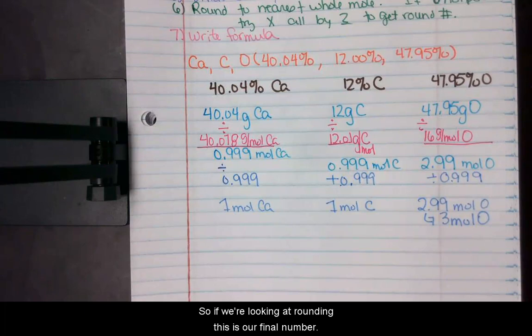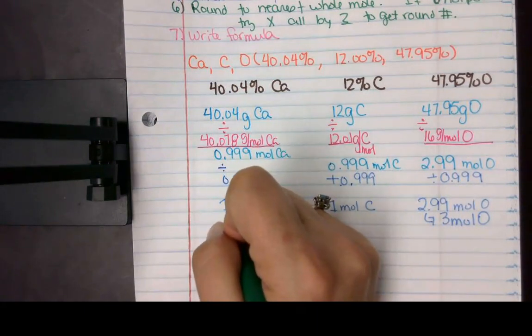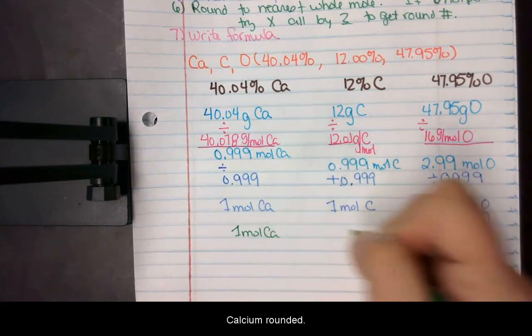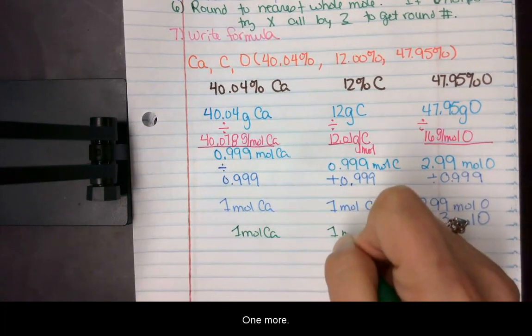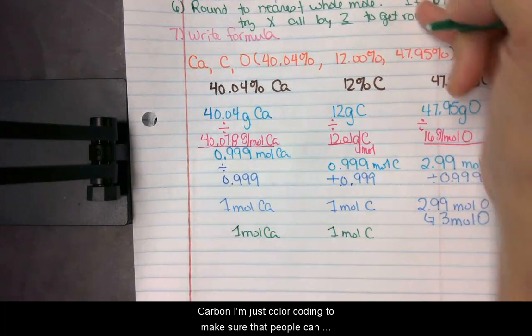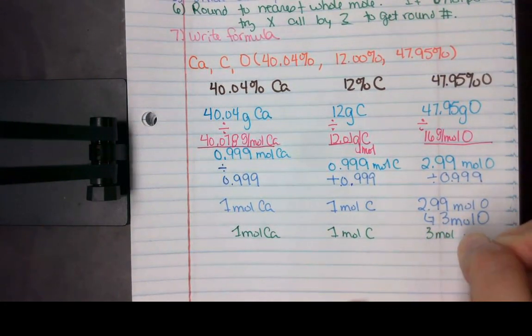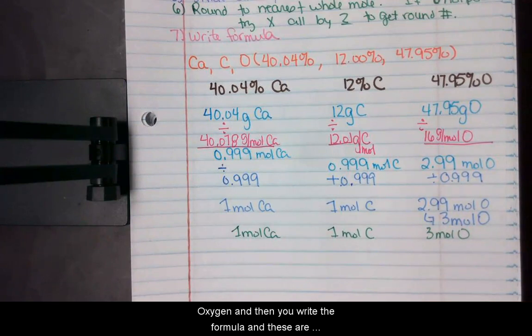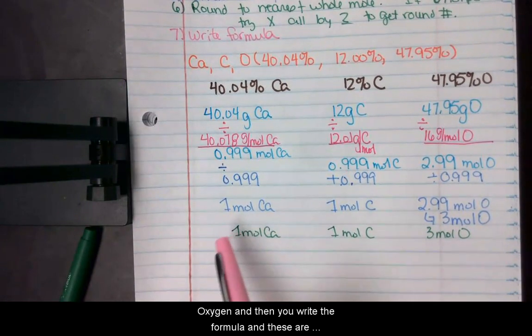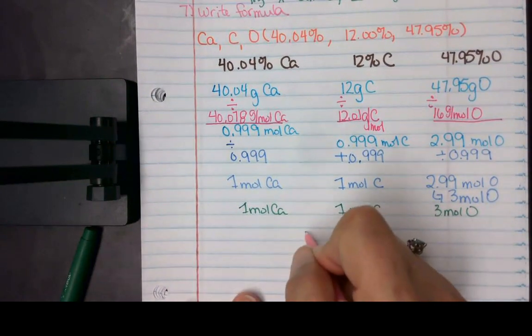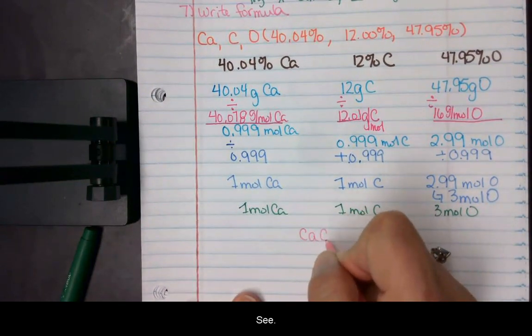So if we're looking at rounding, this is our final number. This is 1 mole calcium, 1 mole carbon. I'm just color coding to make sure that people can follow. And then 3 mole oxygen. Then you write the formula, and these are your moles in your formula. So we end up with CaCO3.